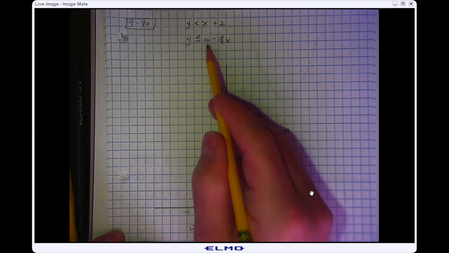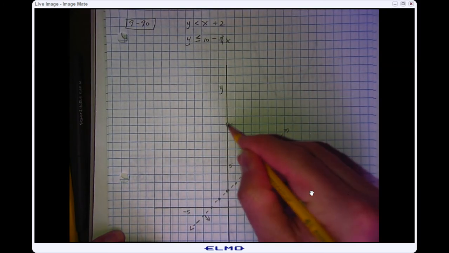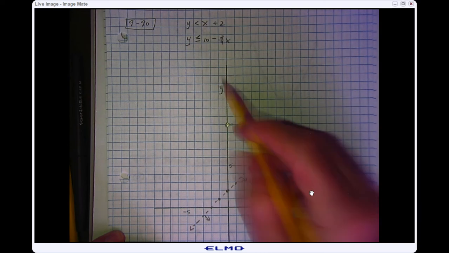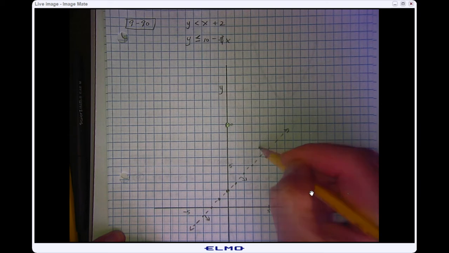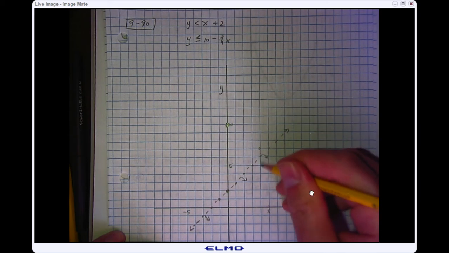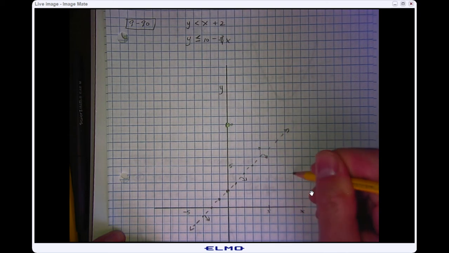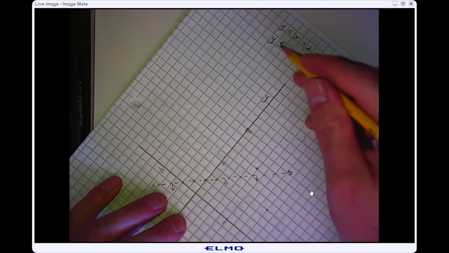Now if I graph this next one, I'm going to start at positive 10 for my y-intercept. I'm going down 3 and over 4. I go down 3, 1, 2, 3, and over 4 one more time. I'm trying to freehand this. It has an equal sign in my inequality, so I want to make this a solid line.